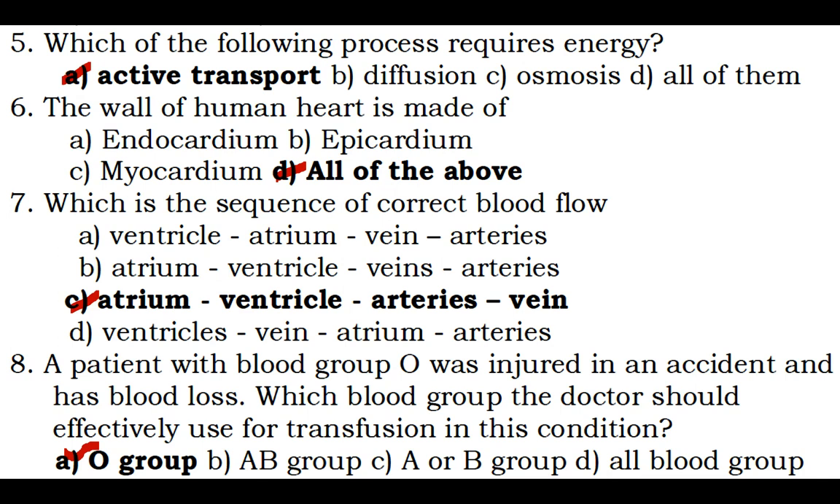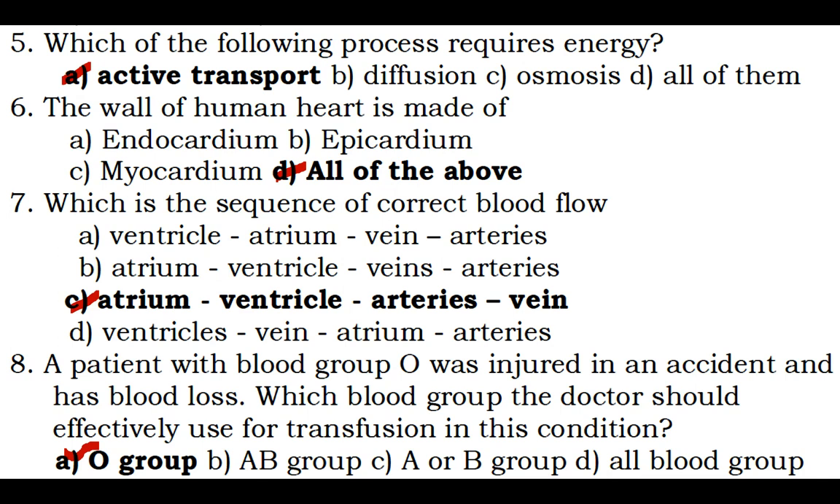The wall of human heart is made of? Option D, all the above, that is endocardium, epicardium, myocardium. Question number 7. Which is the sequence of correct blood flow? Option C, atrium to ventricle to arteries to vein.